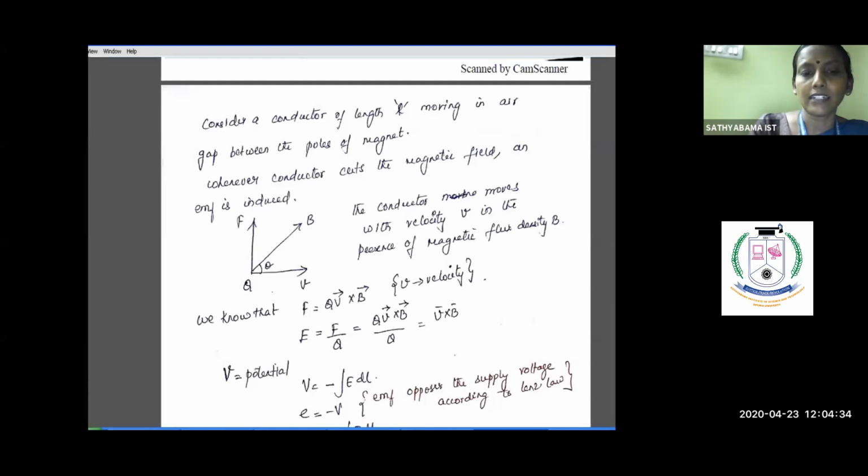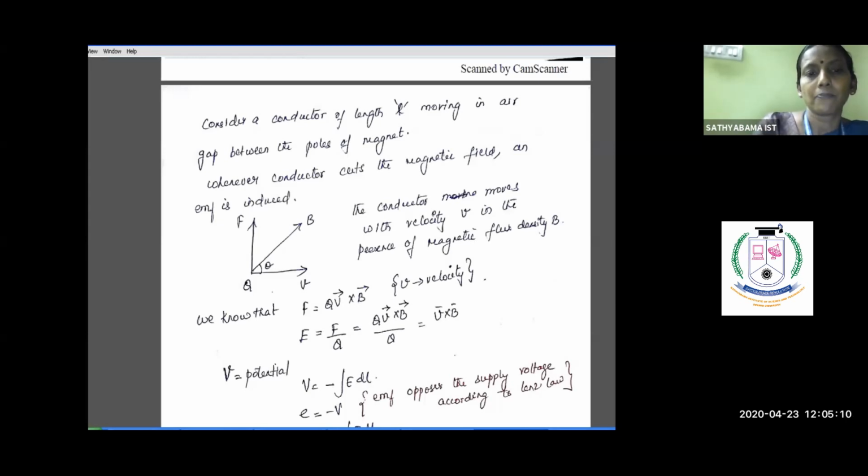So I can say that E is nothing but the integral of E into dl. We are supposed to find what E is. Going back to the previous step, you can see E is equal to F, the force per unit charge. So we have to find the force. Coming back to the diagram, this is similar to your motor diagram. Whenever a current carrying conductor is placed in the presence of a magnetic field, a force is induced on the circuit. That is what is indicated in the diagram.